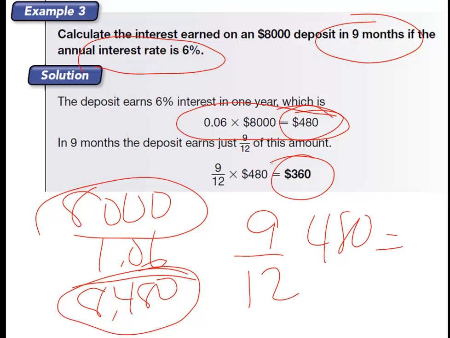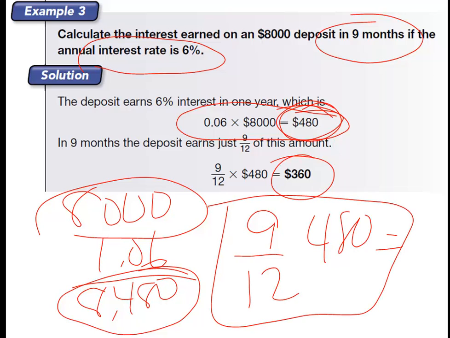I'm sure you can think of other ways you could calculate that, right? You could take this 480 and divide it by 12 and know that's $40, and then take 40 times 9 and end up at 360. You could do that. There are other ways you could do it, but the easiest way is the way we just did it, 9 divided by 12.